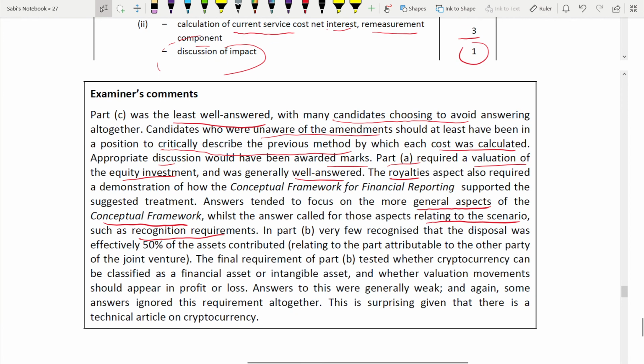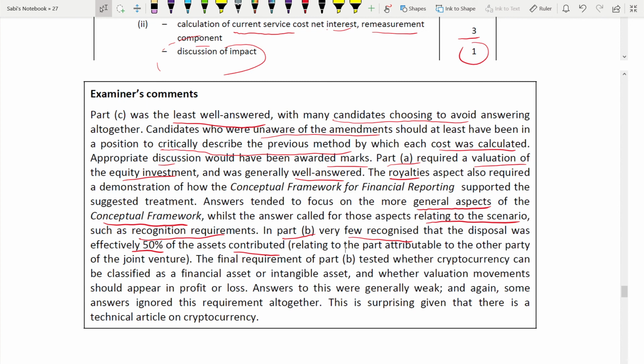Coming to part B. Okay, cryptocurrency, joint venture, and everything was asked in part B. Here, very few discussed that the disposal was effectively 50% of the assets contributed. Very few was able to recognize that. That shows your lack of understanding in IFRS 11, joint control. Okay, relating to the part attributable to the other party of the joint venture.